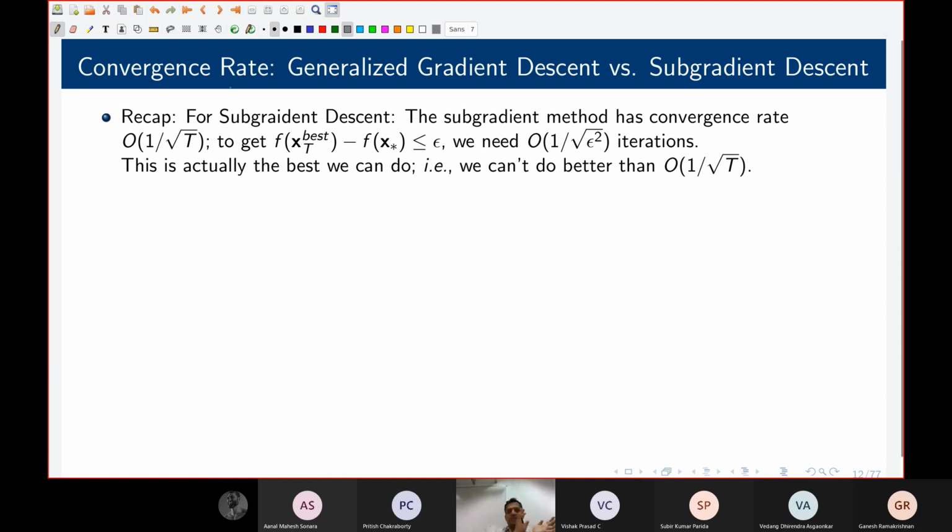Okay, so for subgradient descent, now there's a contrast, right? Subgradient descent had convergence rate, oh sorry, this is omega of 1 upon epsilon squared. Okay, and now for generalized gradient descent, we have already seen we are getting omega 1 upon t. So can you now quickly tell me where we are getting this gain? How is this really happening?